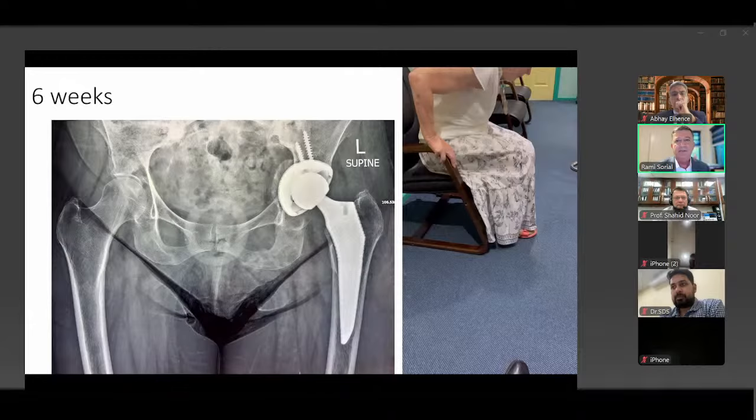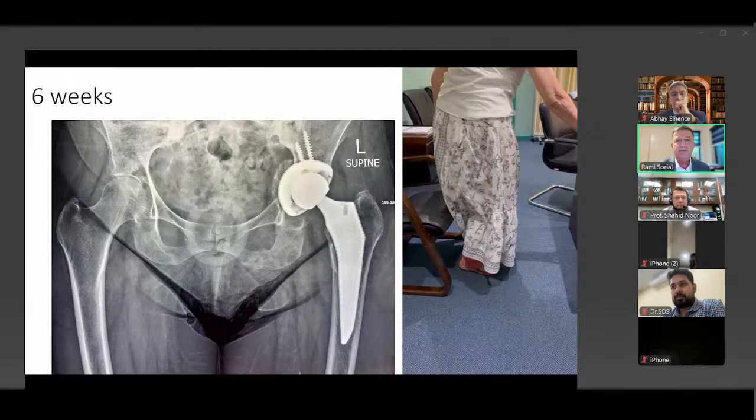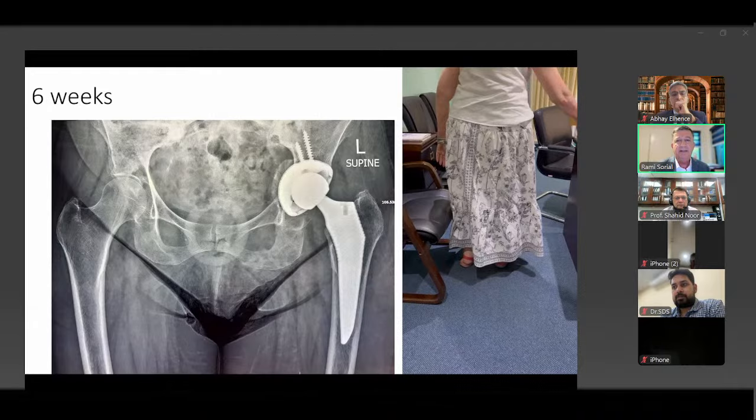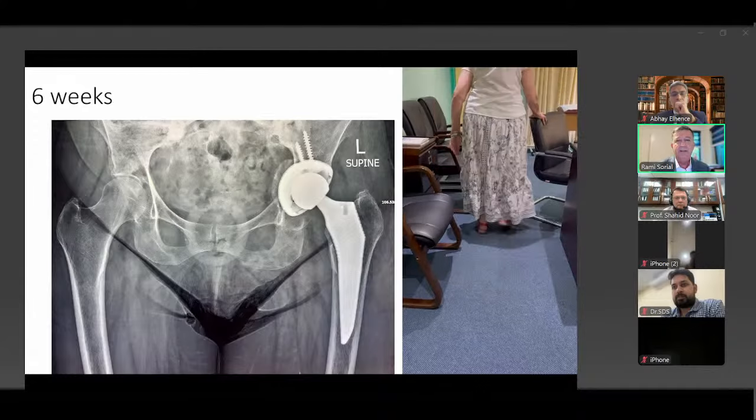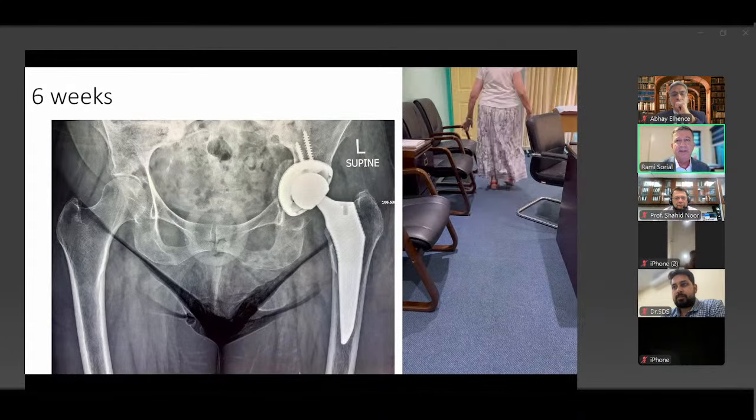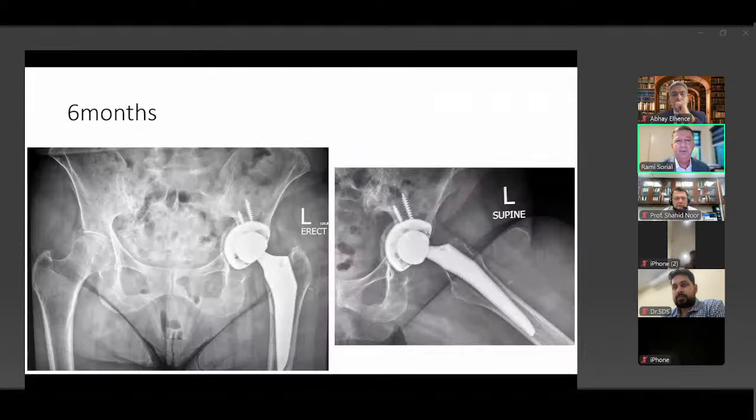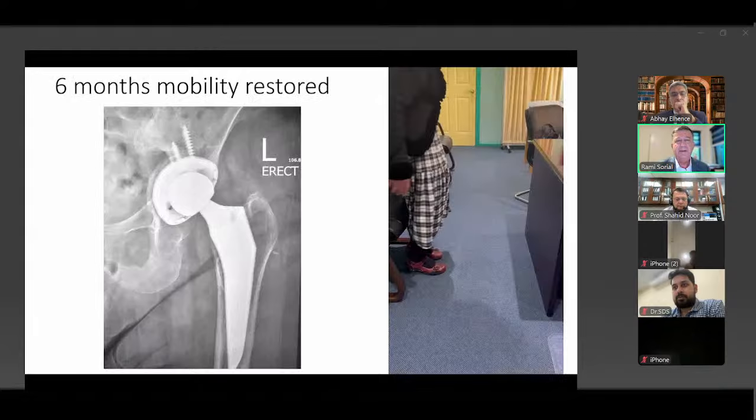She's finally off crutches at 6 weeks, able to take full weight on that left leg, and happy with the resolution of pain that she's had for 5 months prior to the surgery. And at 6 months, she's formed good bone in that medial wall. The cup remains stable. The femoral component remains stable. And at present, she's now very happy in terms of the outcome of a hip replacement.